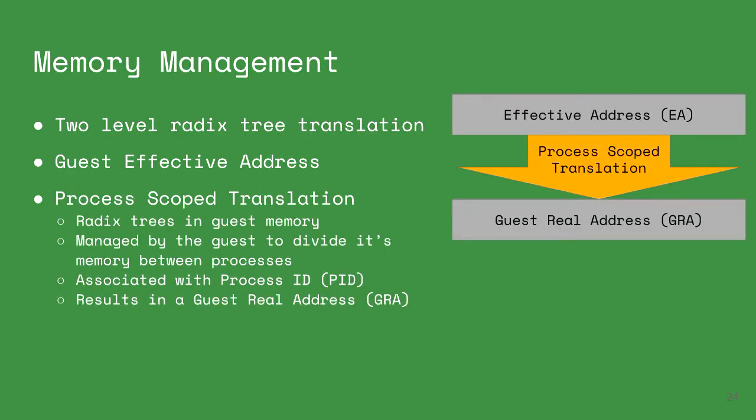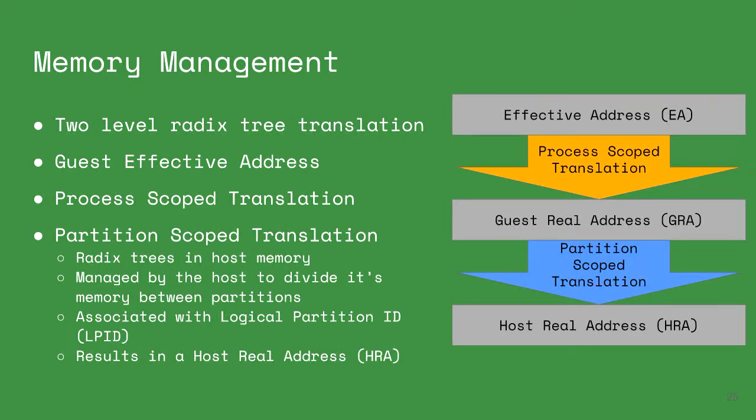Our first translation process is called process scope translation. It's using radix trees which are stored in guest memory, and those trees are managed by the guest to divide its memory amongst its processes. The translation is associated with a PID or a per process unique ID, and the result of this translation process is a guest real address or a GRA.